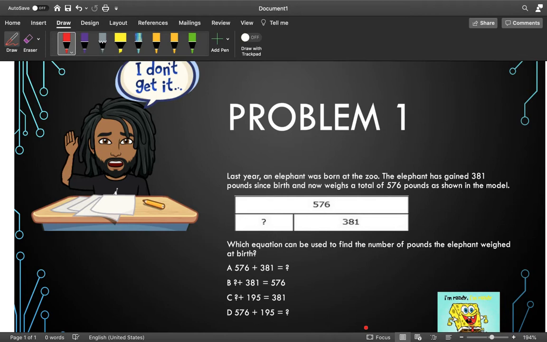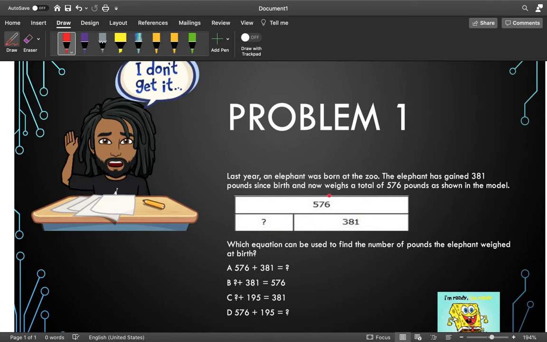Last year, an elephant was born at the zoo. The elephant has gained 381 pounds since birth and now weighs a total of 576 pounds as shown in the model. Which equation can be used to find the number of pounds the elephant weighed at birth? Now, the first thing we want to look at is we're given a model for this problem. Can anyone tell me what type of model this is? If you said a strip diagram, you are correct.